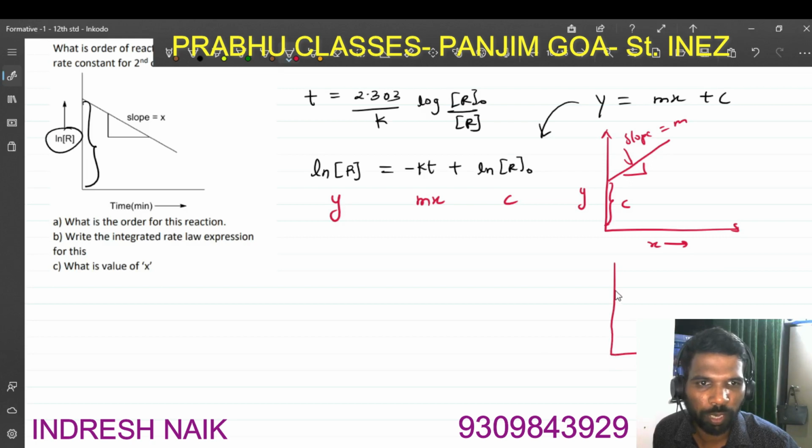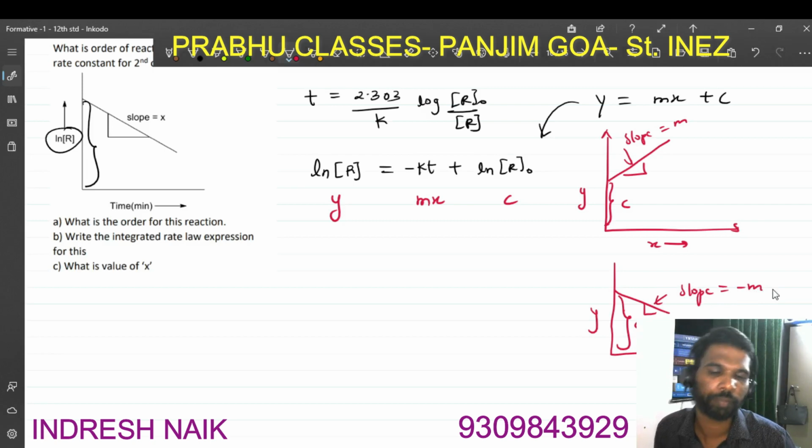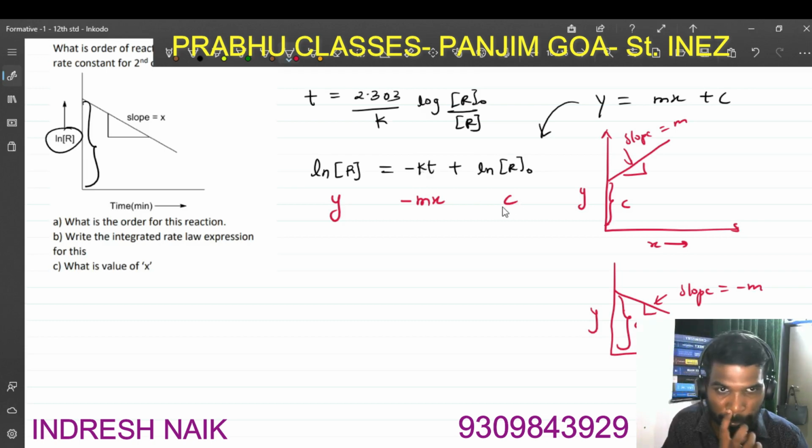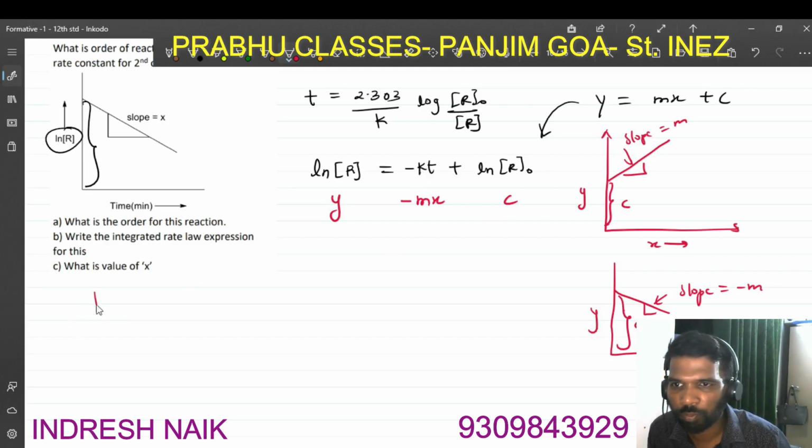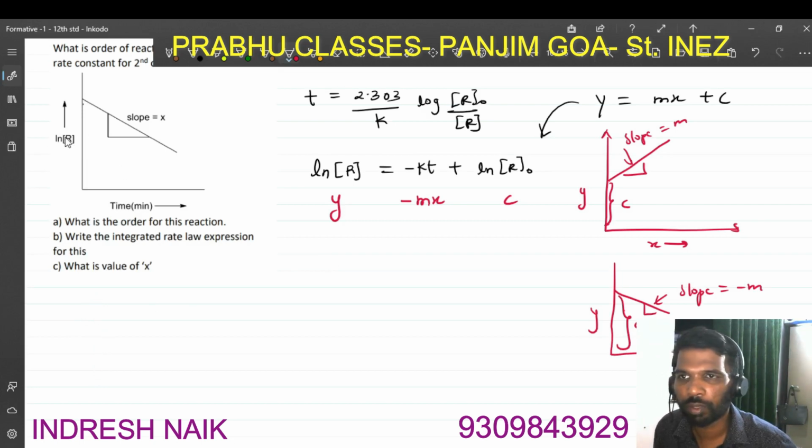For the negative slope, the same graph is this way. This is intercept c, this is the y-axis, this is x. And this slope is equal to minus m, right? So here this minus kt means what? Minus m. So r is variable, time is variable, k is constant, and c is the intercept. So how are you going to plot this graph? It is this graph, what is shown over here. That is ln of r versus time t, where t is x, and this is a negative slope.